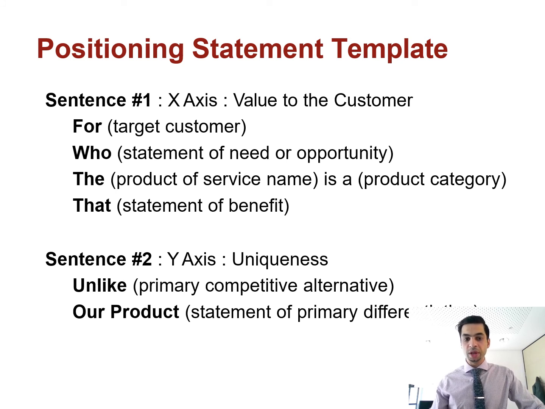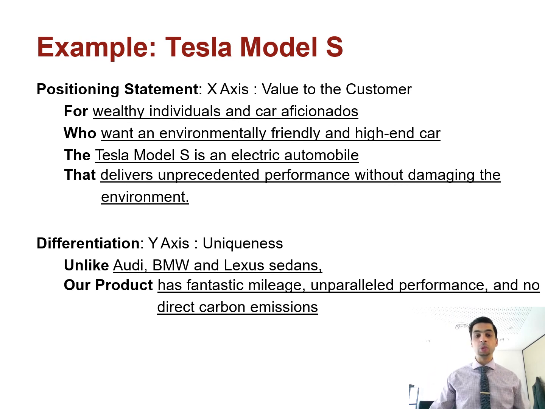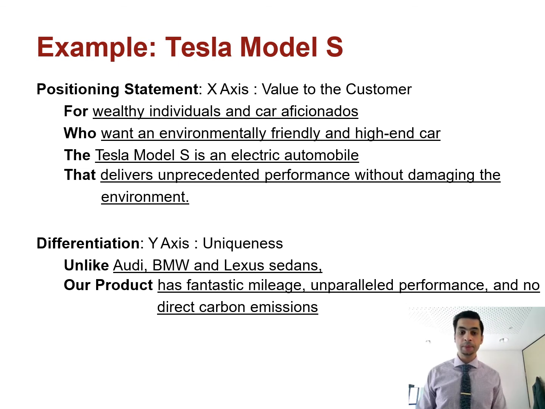So for who that, unlike our product. Okay, so for is the target customer, who is a statement of need or opportunity, the product service is a product category, that the benefit of yours, so it's a statement. Uniqueness will be unlike our competitors, and then our product, the statement of primary differentiation. So let's have a look at an example here. We all know about Tesla, we've all heard about Tesla and what they do. So let's look at their positioning statement.